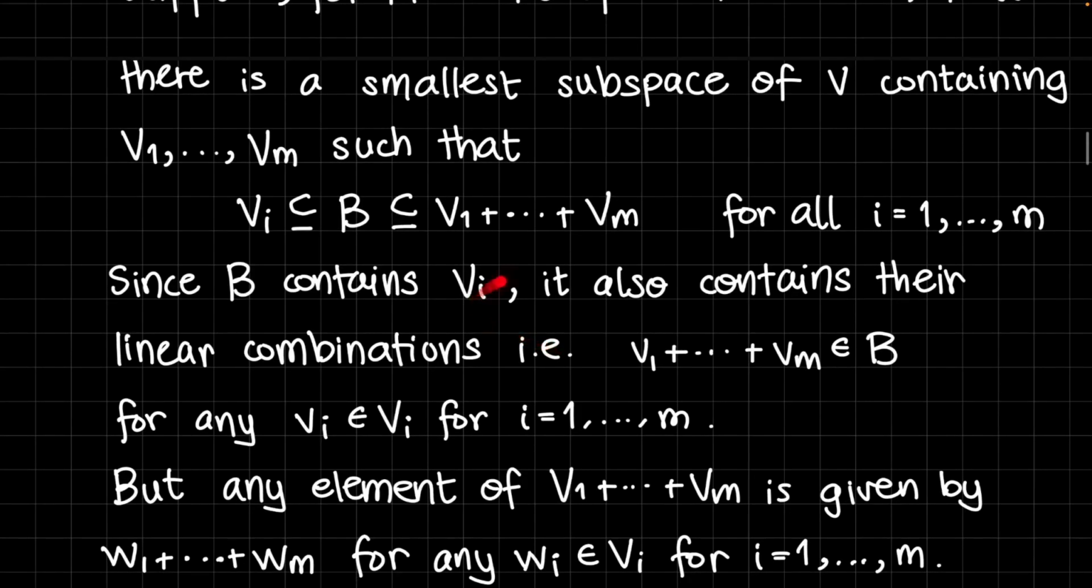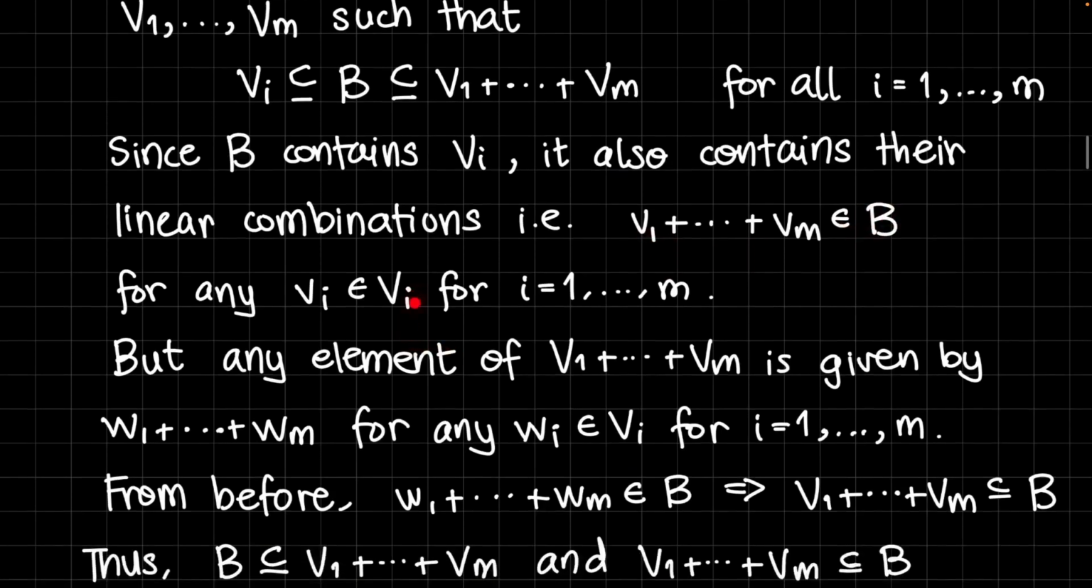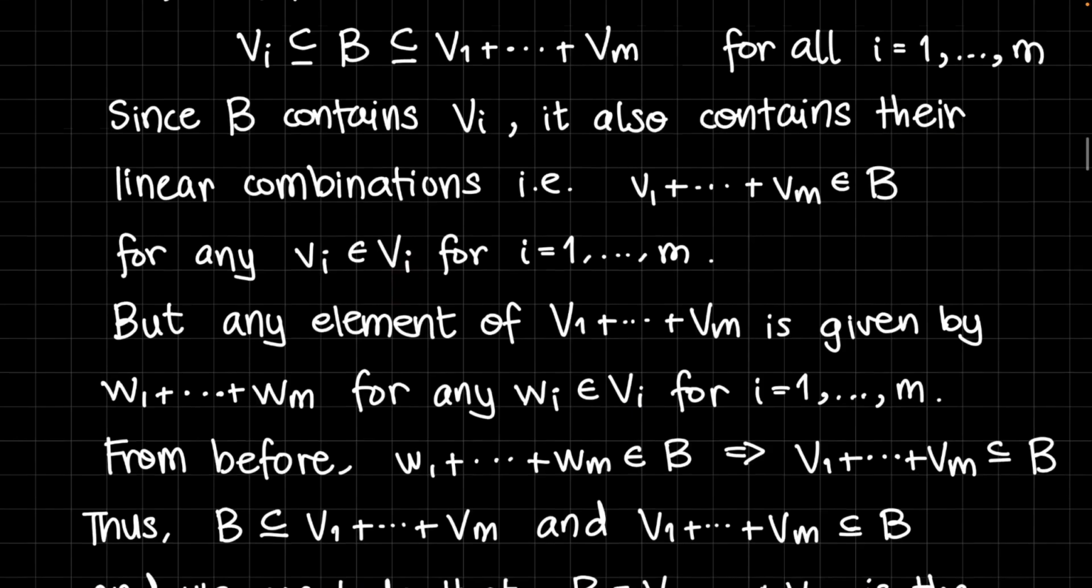We assumed that there was a smallest subspace of V that contained those subspaces, B, and this was what the subsets would look like: each Vi would be a subset of B, which would be a subset of the subspace sum. And by the properties of B being a subspace that contains each Vi, it needed to also contain their linear combinations, which was v1 through vm belonging to B, where each vi was in the corresponding subspace.